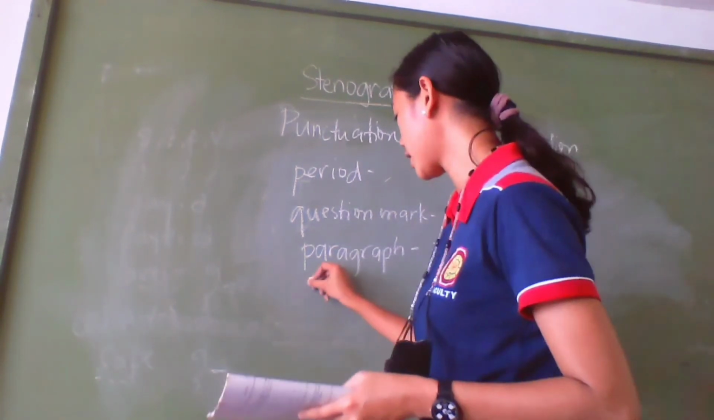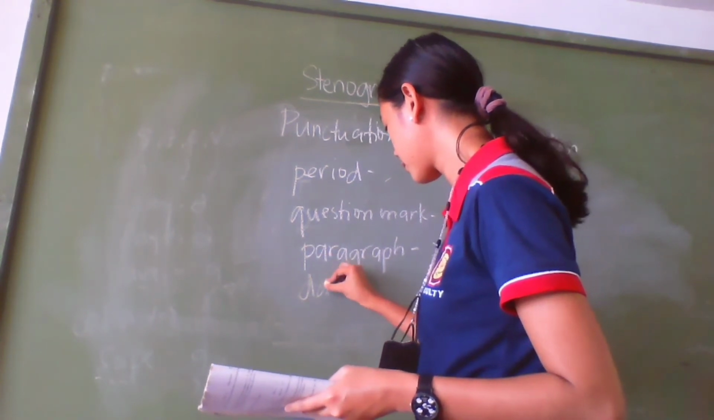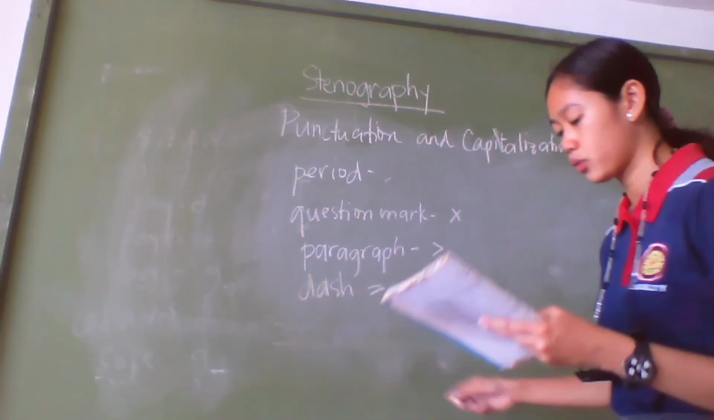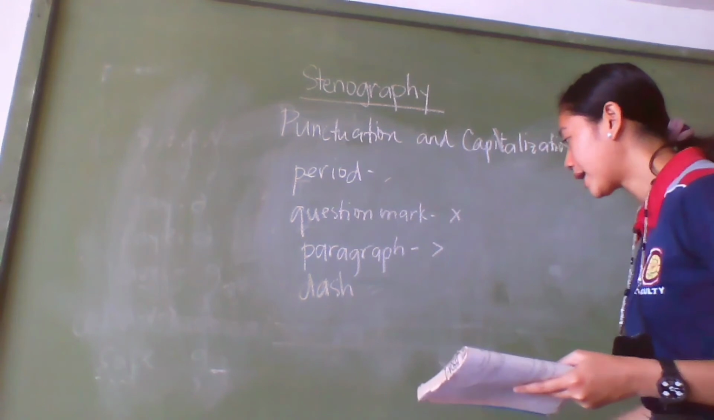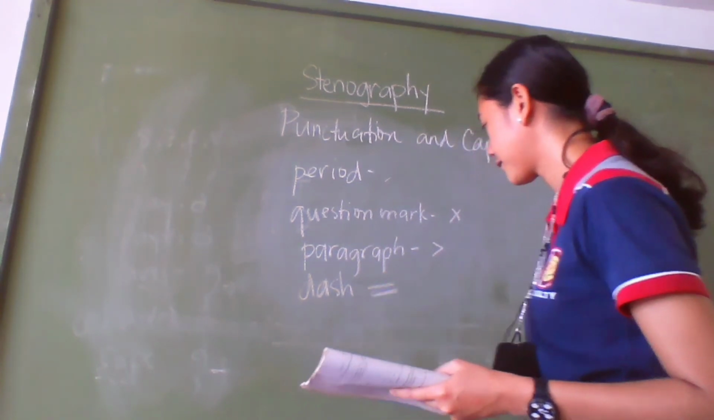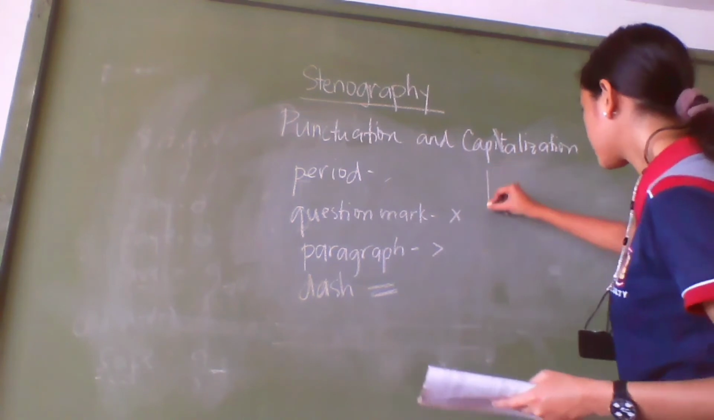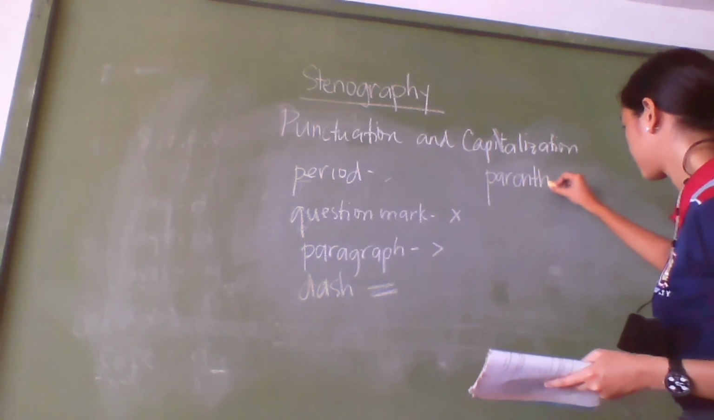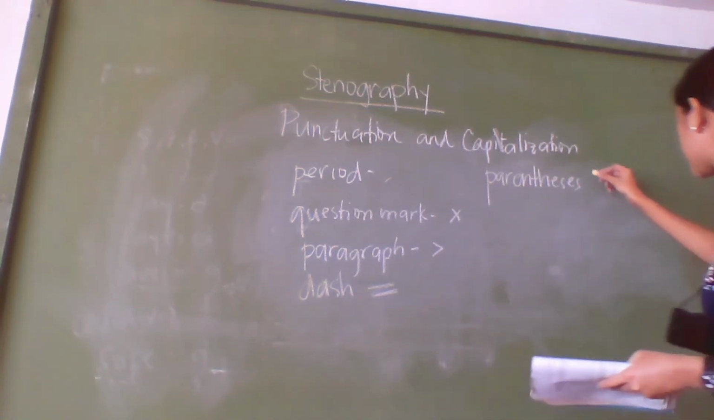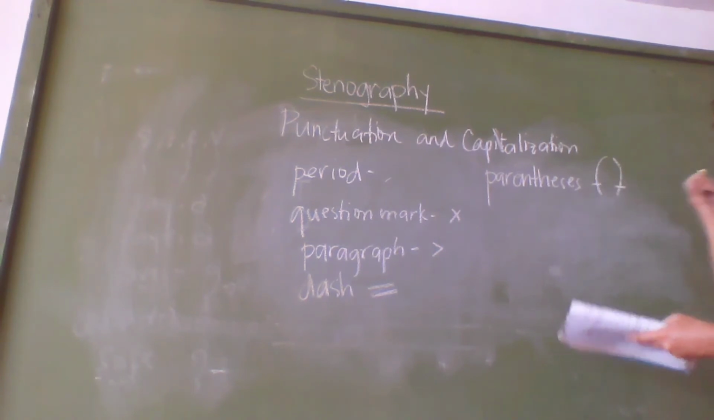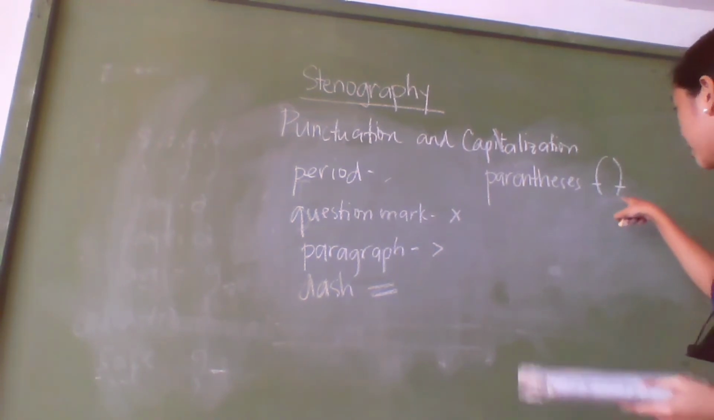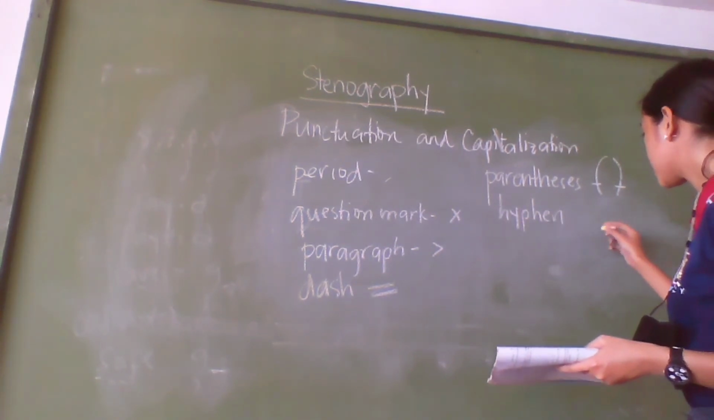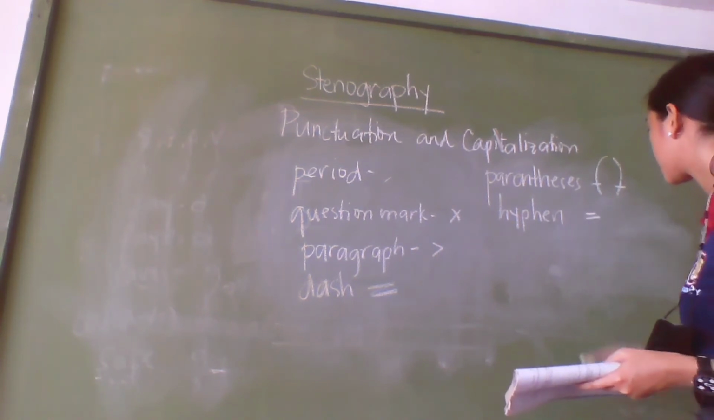Okay, dash. Next is dash. Dash is two lines, like an equals sign placed high. Okay, dash and parentheses. It is the same, as you can see. And the hyphen. The hyphen is an equals sign, literally an equals sign.